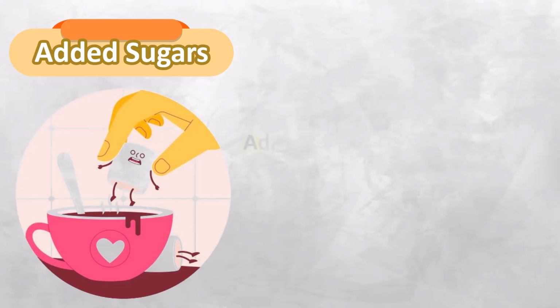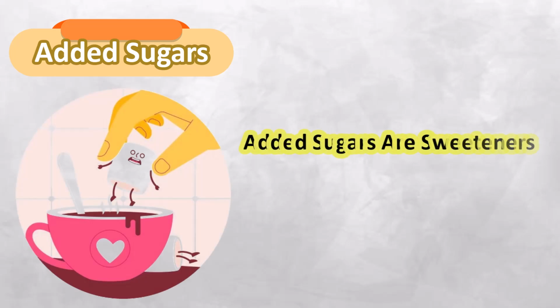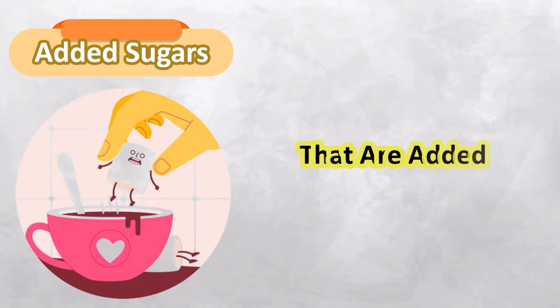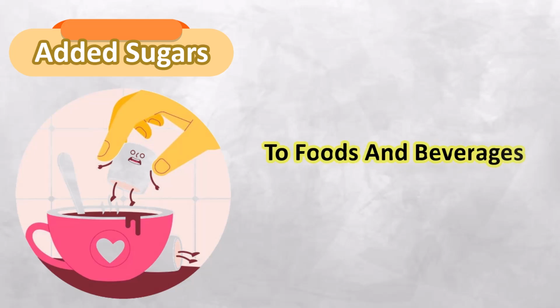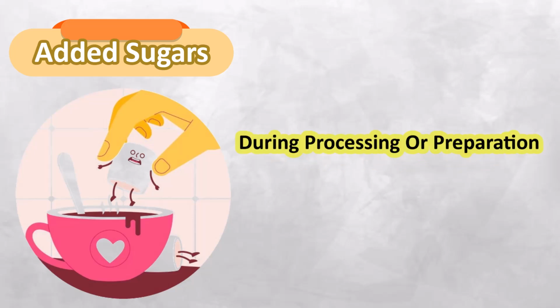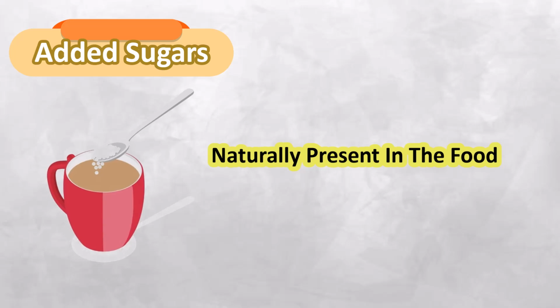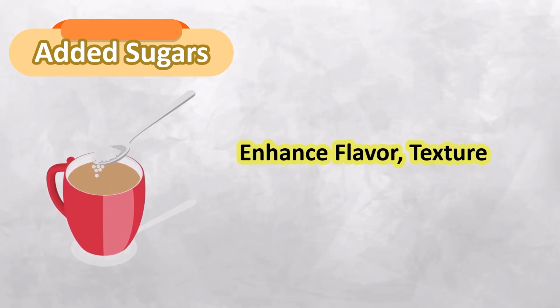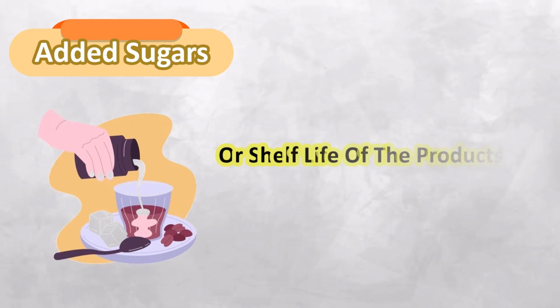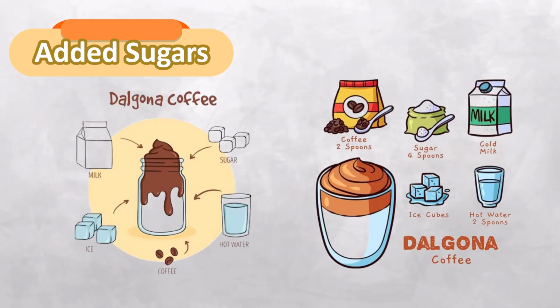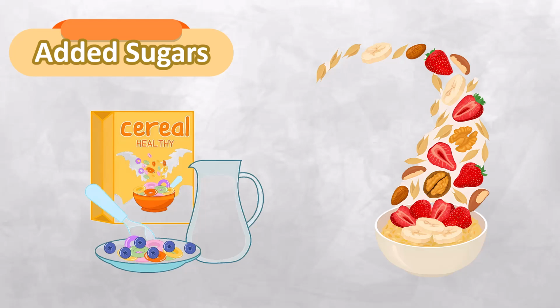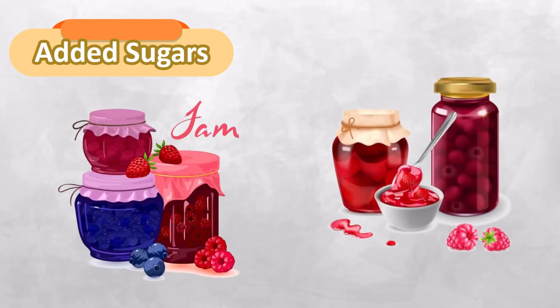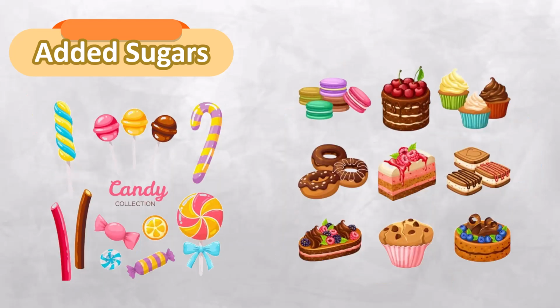Added sugars. Added sugars are sweeteners that are added to foods and beverages during processing or preparation. These sugars are not naturally present in the food and are usually used to enhance flavor, texture, or shelf life of the products. Examples include adding sugar to coffee, breakfast cereals, jam, soft drinks, and sweets.